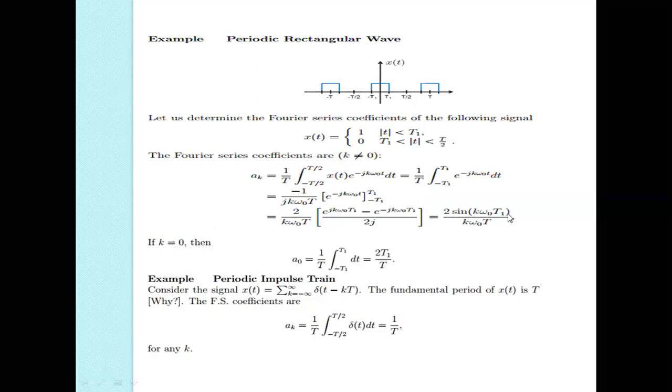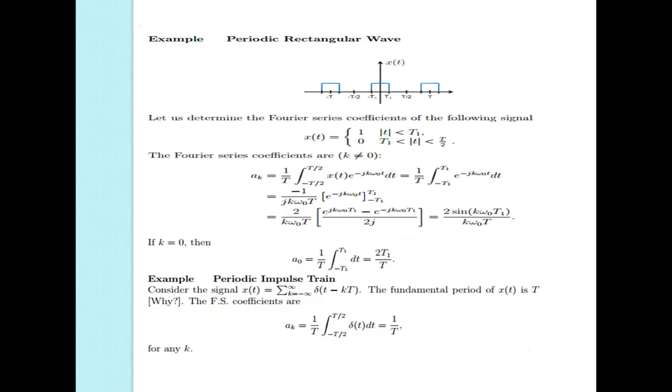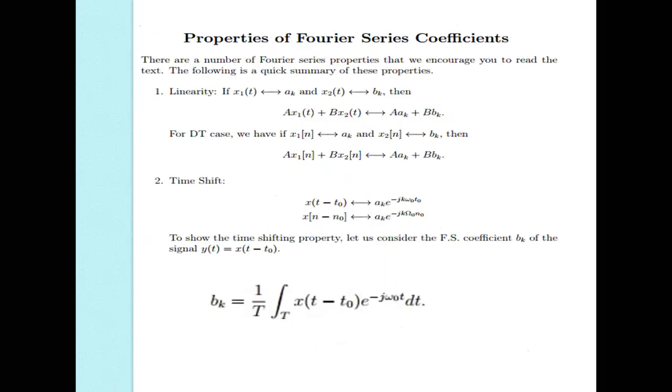Understood? So we did the 3 examples. One is find the trigonometric Fourier series of the periodic signal shown for the exponential pulse. The second one is find the Fourier series coefficients for a rectangular wave, and find the Fourier series coefficients for a periodic impulse train. All right. And the last here, a brief description about the properties of the Fourier coefficients. So the first property, the linearity property.